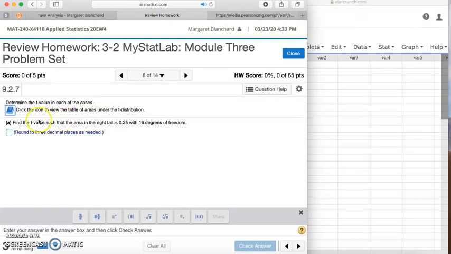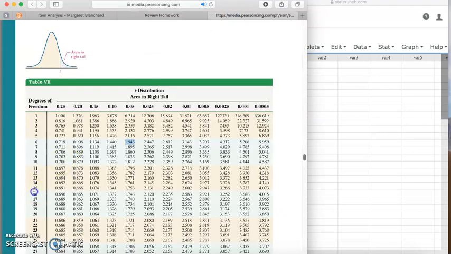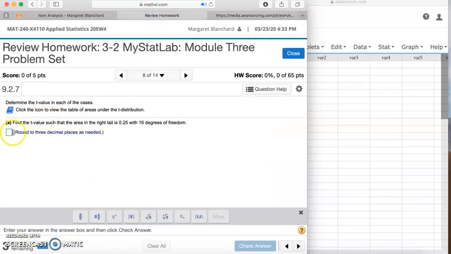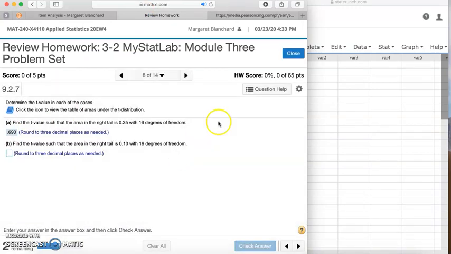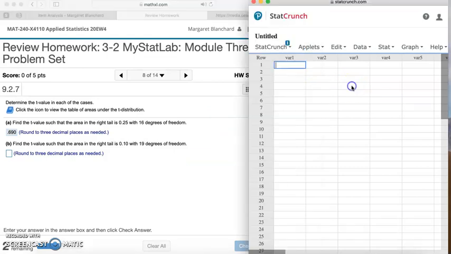We have find the t-value such that the area to the right of the tail is 0.25 with 16 degrees of freedom. All right, here's our 16 degrees of freedom, and we need to go over to 0.25. Well, that's the very first one, so that's actually handy. So here again, the area to the right is 0.25, and we're at 16 degrees of freedom. So that gives us a t-value of 0.690. Let's go ahead and plug that in. 0.690. Check answer. Fantastic.